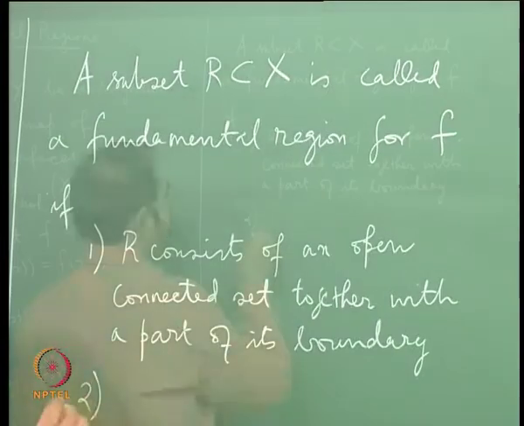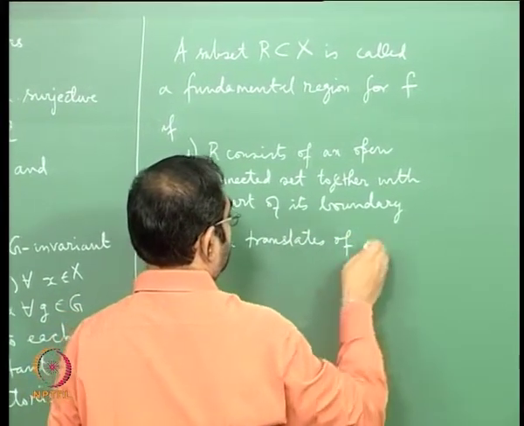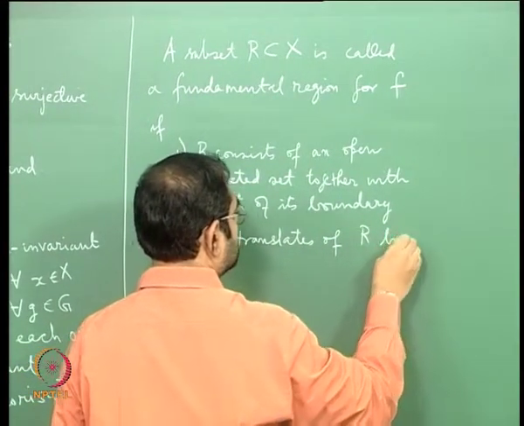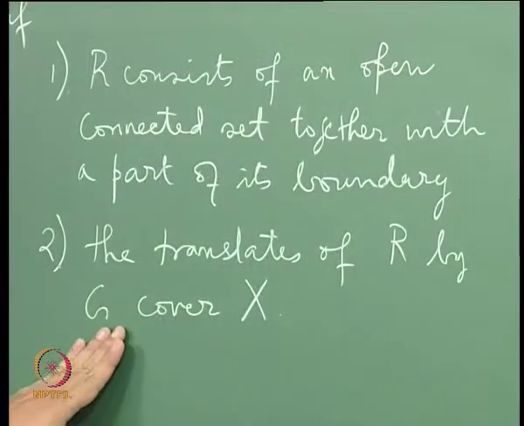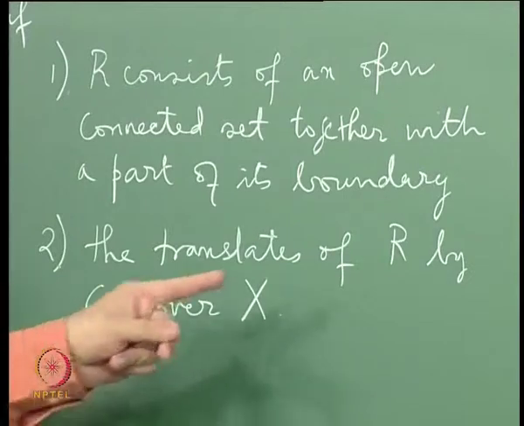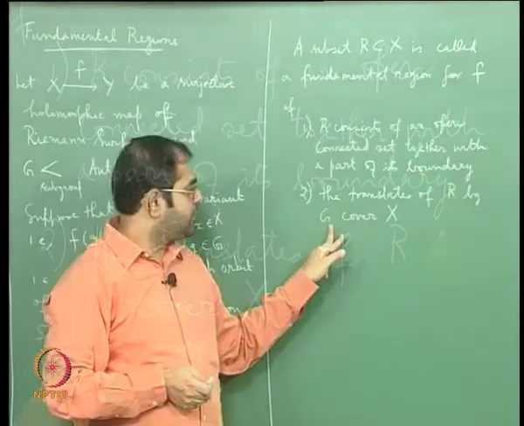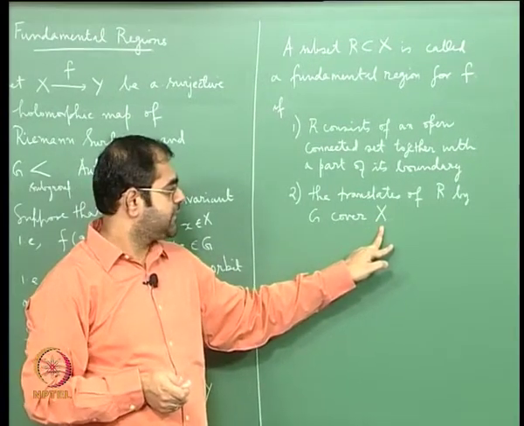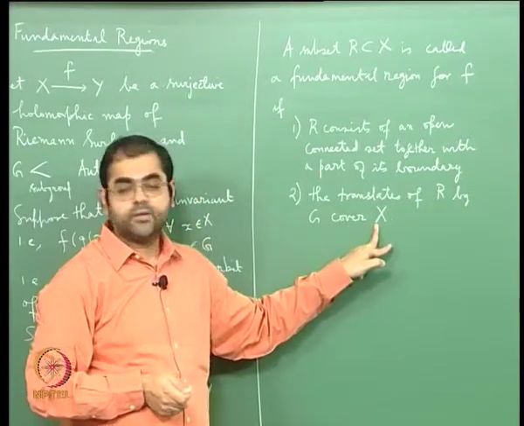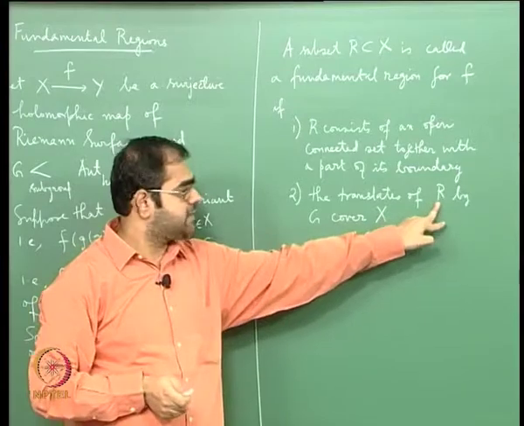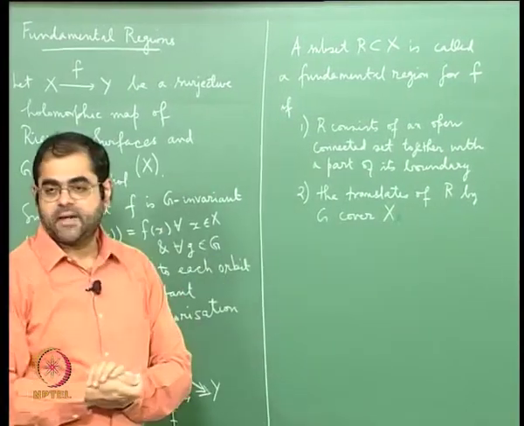The second condition is the translates of R by G cover X. This is the condition that every G orbit hits R. If the translates of R by G cover X, what you are saying is that if you take the orbit of every point in R, you should get all the points of X. That means every G orbit in X has a representative in R, and I will put the extra condition that that representative is unique.